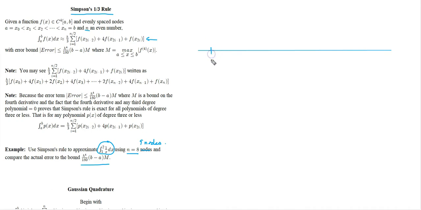So we're going to start out with 1, and that's going to be our x0. x0 is a. And then we're going to go out to where x8, that's going to be 2. And then we have our other nodes that look like this. So this is going to be x1. And now let's see, what is the distance in between each of these nodes? That's h. Alright, so now the h in this case, h is always b minus a over n.